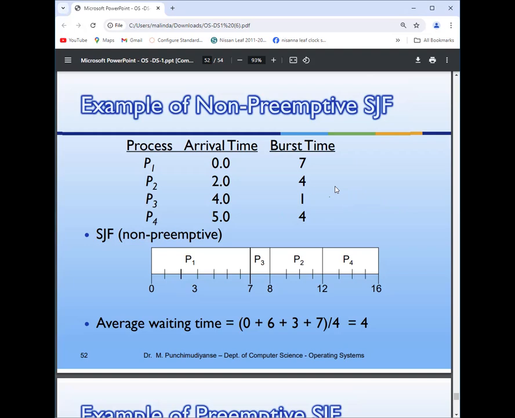When the burst times are equal, P2 and P4 both 4 milliseconds, then we consider the arrival time. P2 came first, so because of that, P2 is given the next CPU time. So 8 to 12, P2 runs. Then finally, only P4 remains. P4 is given the CPU time of 4 milliseconds. So the non-preemptive SJF Gantt chart will be P1 for 7 milliseconds, then P3, then P2 and P4.